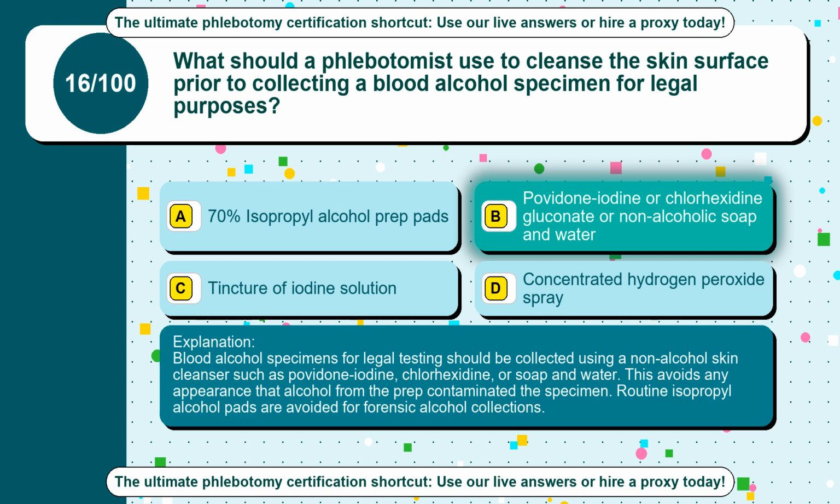Blood alcohol specimens for legal testing should be collected using a non-alcohol skin cleanser such as povidone iodine, chlorhexidine, or soap and water. This avoids any appearance that alcohol from the prep contaminated the specimen. Routine isopropyl alcohol pads are avoided for forensic alcohol collections.